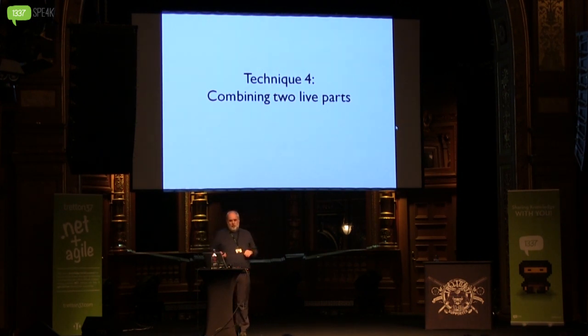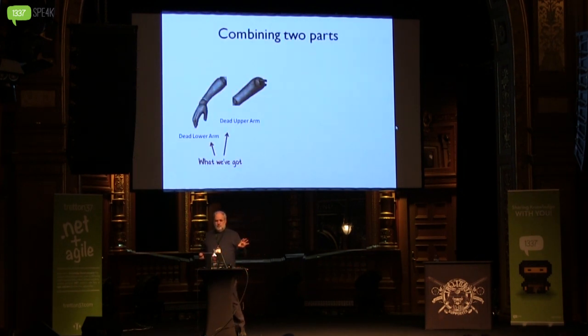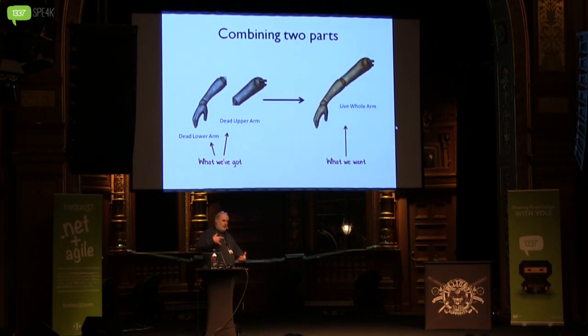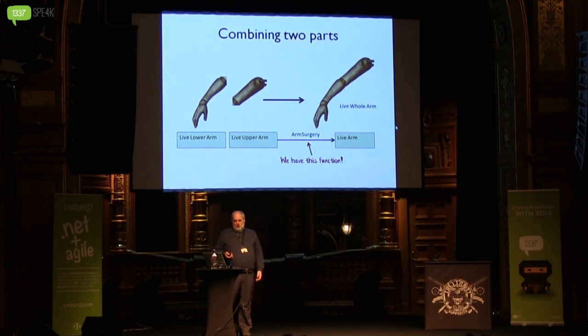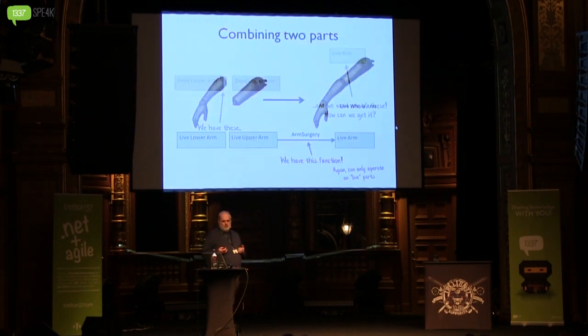Okay. Now, what happens if you have 2 things you want to combine together? So let's say, back to the gruesome analogies again. Let's say that we have 2 pieces of an arm, a lower arm and an upper arm, and we want to create a complete arm out of this. Now, as it happens, Dr. Frankenfunctor knows how to do arm surgery as well, and he can take these 2 arm pieces and glue them together. But again, he can only do it for live arms. He can't do it for dead things.